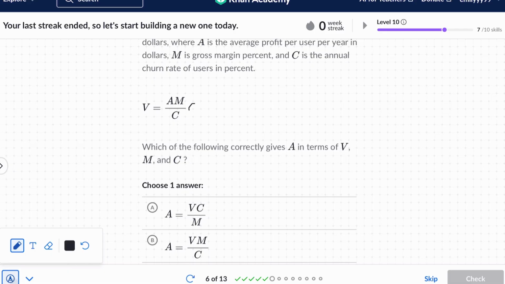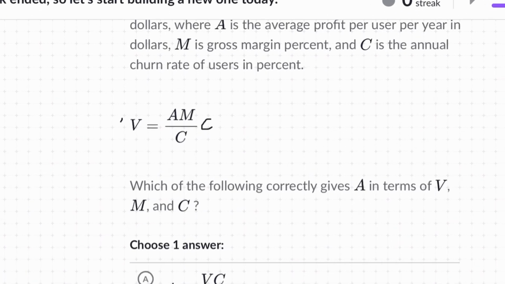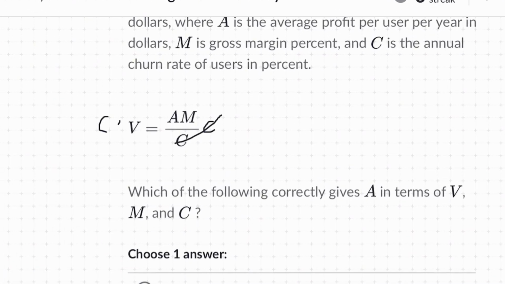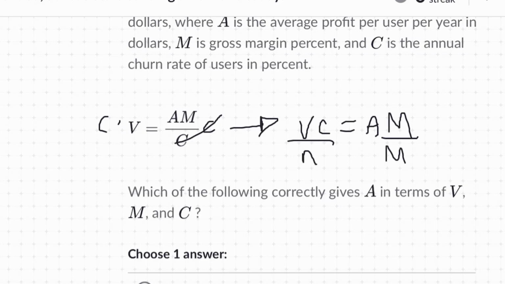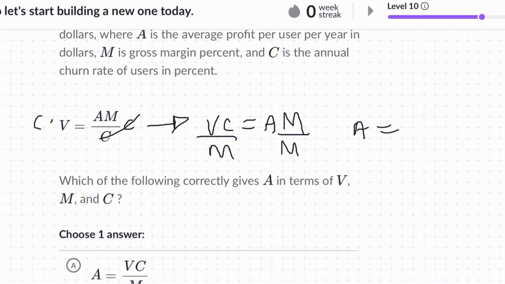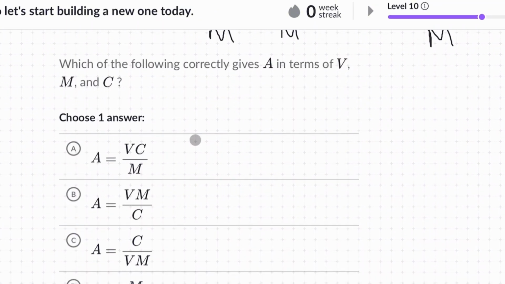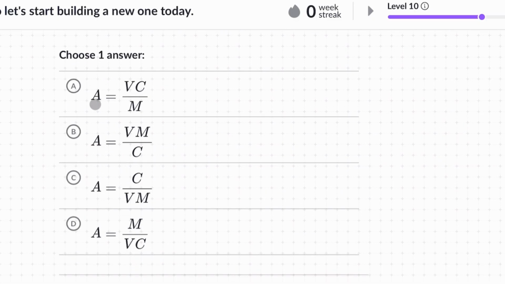So we want to multiply both sides by C. That's going to give us VC is equal to AM, and then divide each side by M. And so A is going to equal VC divided by M. That's going to be A.